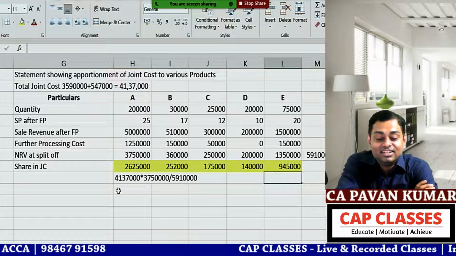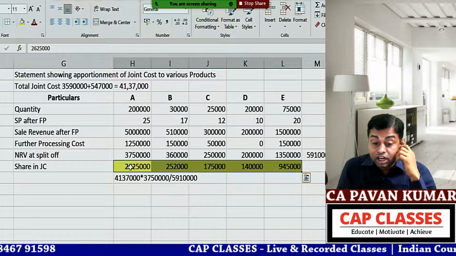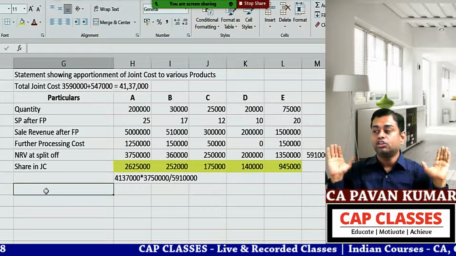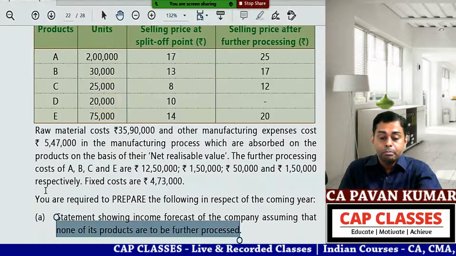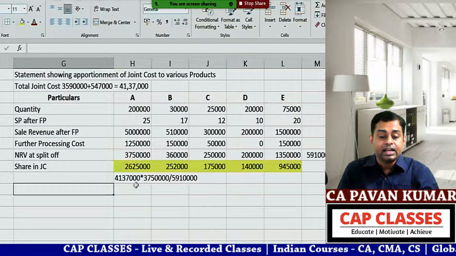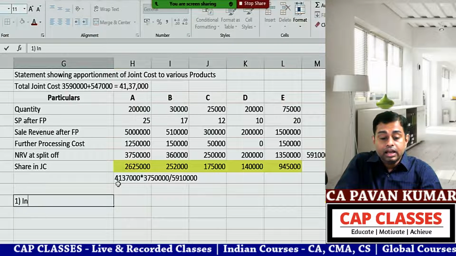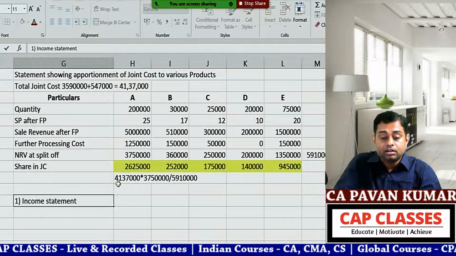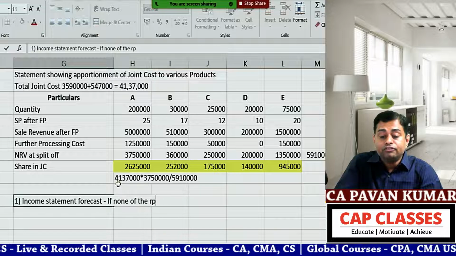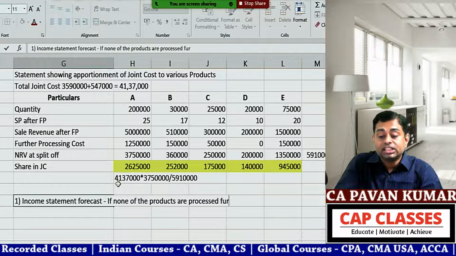Very good. So guys, all of you got these answers. Now add all these numbers and check whether it is 41,37,000. Yes. So our working notes are over. Now we'll go to the main question. If none of the products are further processed, step 1, income statement forecast. If none of the products are processed further.